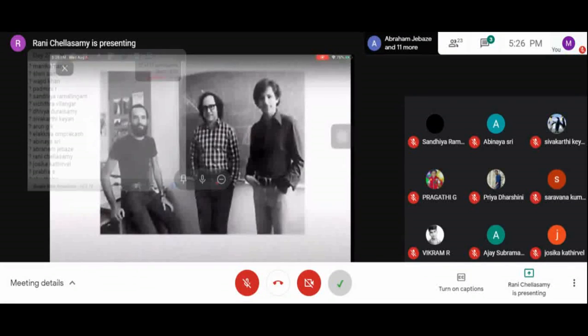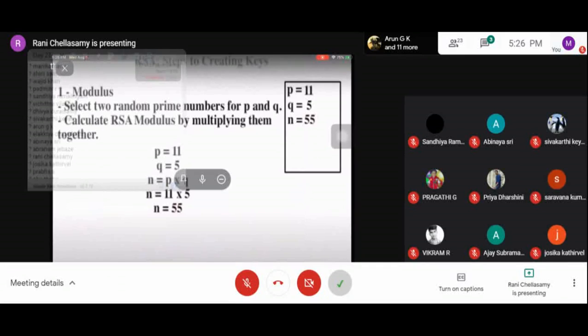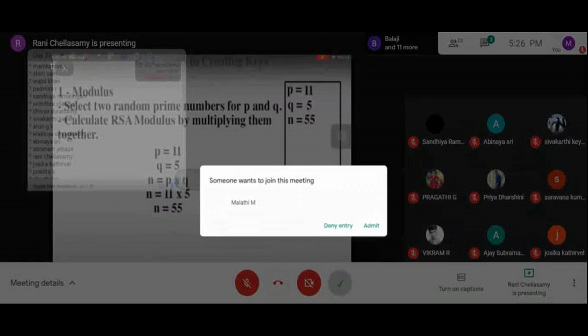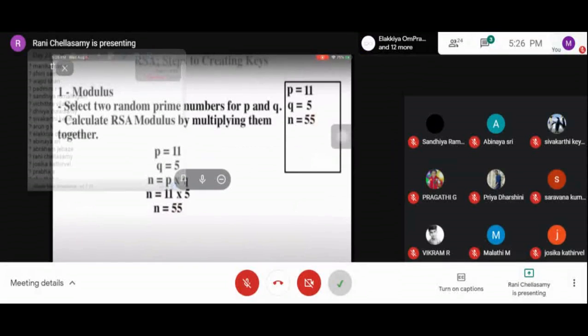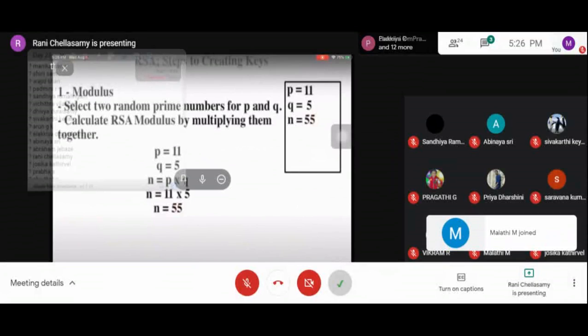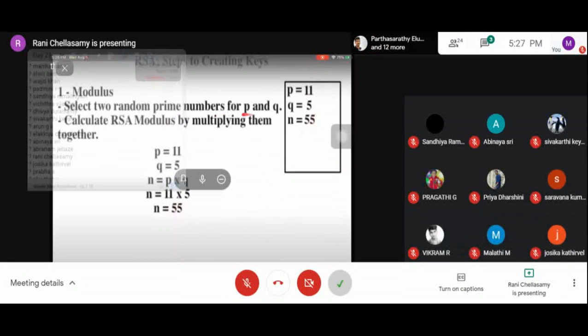They named it RSA from the first letters of their surnames: Rivest, Shamir, Adleman, RSA. Coming on to the algorithm, the first step is finding the modulus, that is the RSA modulus. First we have to select two random prime numbers. Let the prime numbers be P and Q.